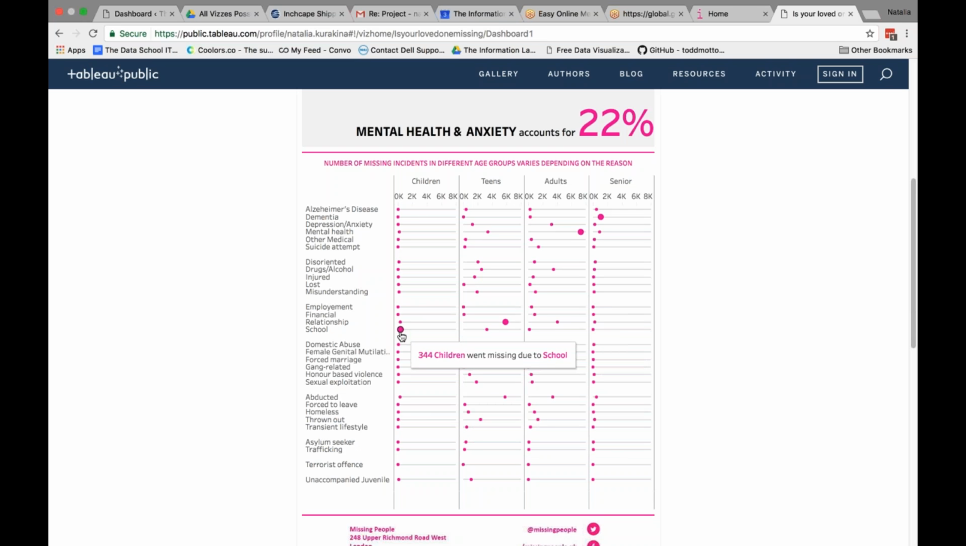For example, the most common reason to go missing for children below 11 or 12 is school. There are some school reasons. As they grow up and become teens, it becomes relationship problems.